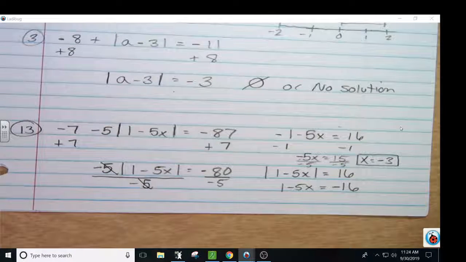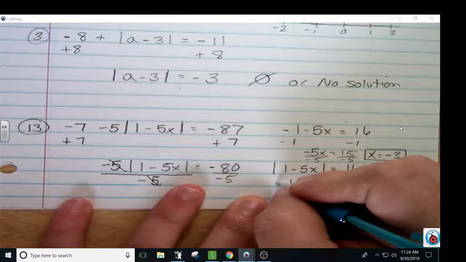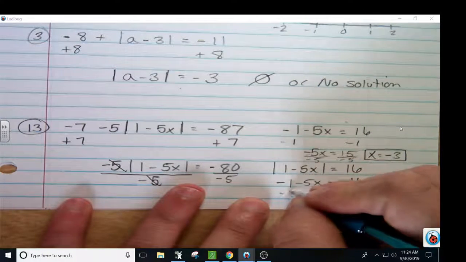All right. So that'll be x equals negative 3. Then subtract 1 from both sides.